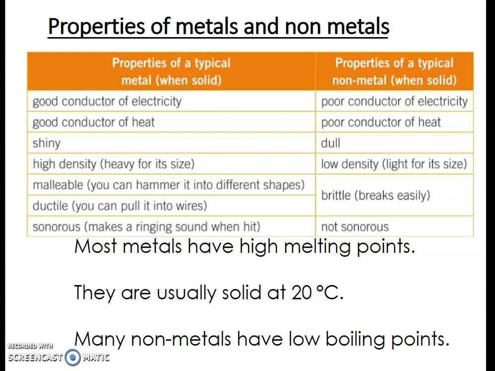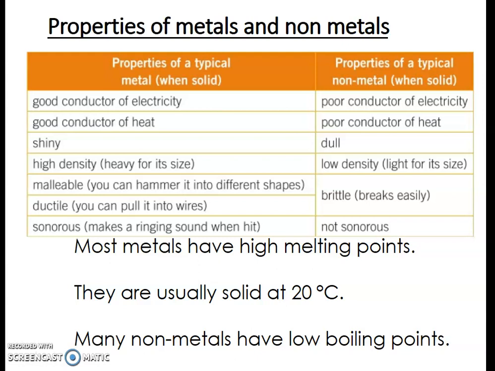But if it's found in a big clump or a big large mass of it, it is going to feel quite heavy. Malleable, so it can be hammered into different shapes, so that's why it's used for jewellery. Ductile, so you can pull it into wires, so it's used in wires as copper. Sonorous, so if you hit something that's metal, it'll make a ringing sound.